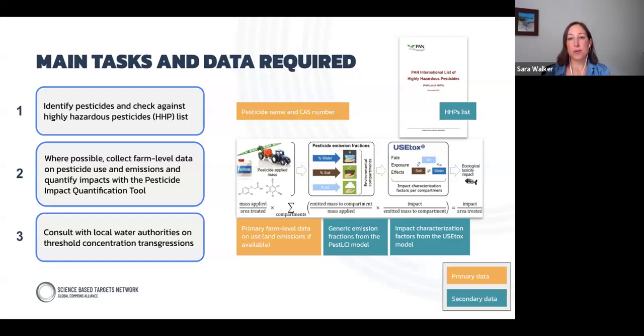So with this user-friendly tool that we're developing, companies can understand which pesticides contribute most of the impact and prioritize them accordingly, as not all pesticides have the same potency. And then finally, the third step, we complement the first two steps with consultation of local water authorities, just to check whether the identified pesticides being used have been found to exceed local threshold concentrations.